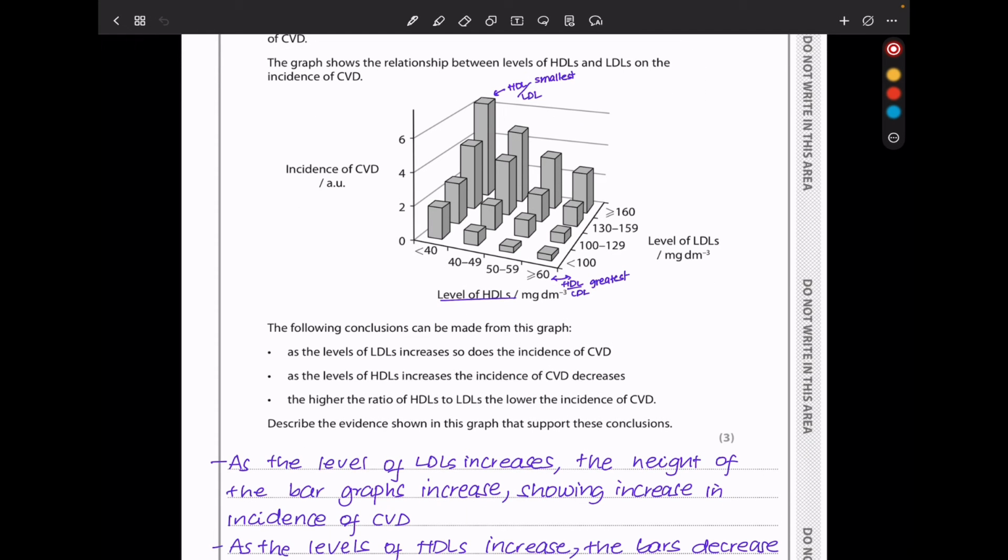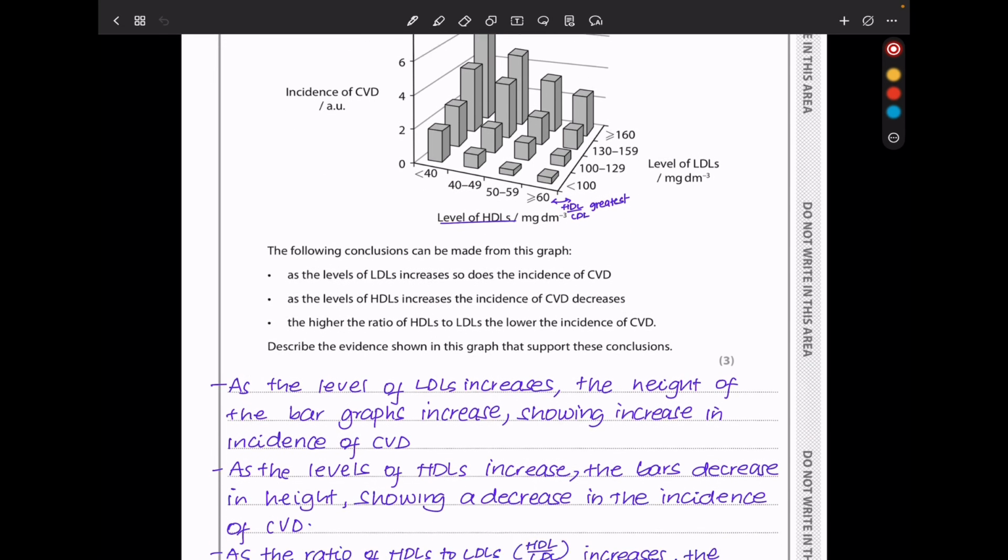So down here they say the following conclusions can be made from this graph. As the level of LDL increases, so does the incidence of CVD. We can see here they're talking about LDL as it increases. That's true. As the level of HDL increases, the incidence of CVD decreases. That's true again. And then the higher the ratio of HDL to LDL, the lower the incidence of CVD. This is going to be greatest here, and we can see it's going to be a lower incidence of CVD.